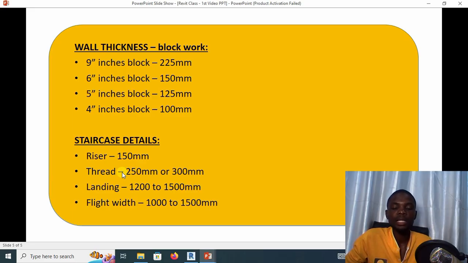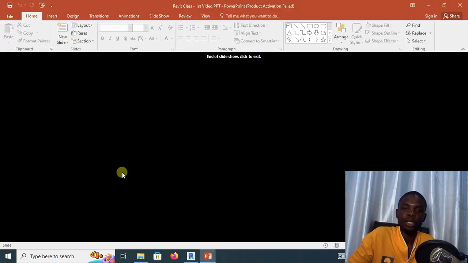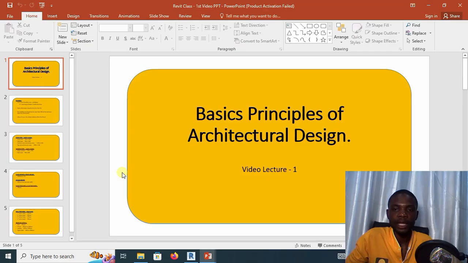The flight width simply means the width of each flight of your staircase, and that could be 1 meter or 1.5 meter, or 1,000 millimeters to 1,500 millimeters. So it can be 1,200 millimeters, it can be 1,300 millimeters, depending on the space that you have, right? So these are all the architectural principles that I'm going to be talking about in this particular video lecture. Like I said earlier, it is not exhaustible.